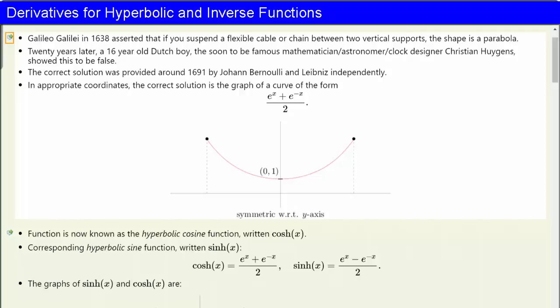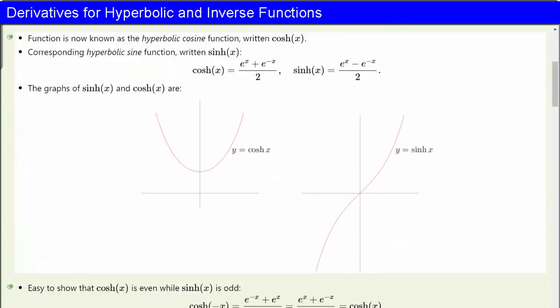In appropriate coordinates, the correct solution is the graph of a curve of the form (e^x + e^(-x))/2. This function is now known as the hyperbolic cosine function, written cosh x, C-O-S-H-X. There is a corresponding hyperbolic sine function, written S-I-N-H-X, pronounced sinh. The cosh of x is (e^x + e^(-x))/2, and the sinh of x is the difference, (e^x - e^(-x))/2. The graphs of sinh and cosh look like this.